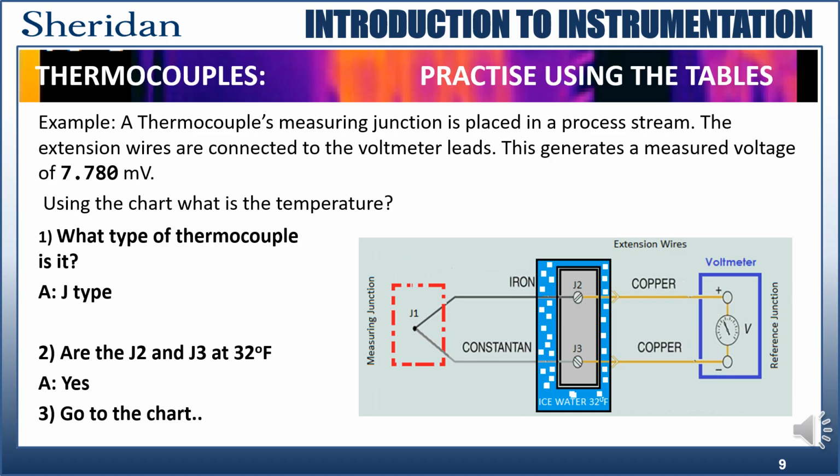Well, before we go there, we have to ask ourselves a couple of questions. First of all, what type of thermocouple is it? Well, since they're using iron and constantan, that would make it a J-type. Number two, are the J2 and J3 junctions at 32 degrees Fahrenheit or 0 Celsius? Well, they're in an ice bath, so yes. So now we can go to the chart.